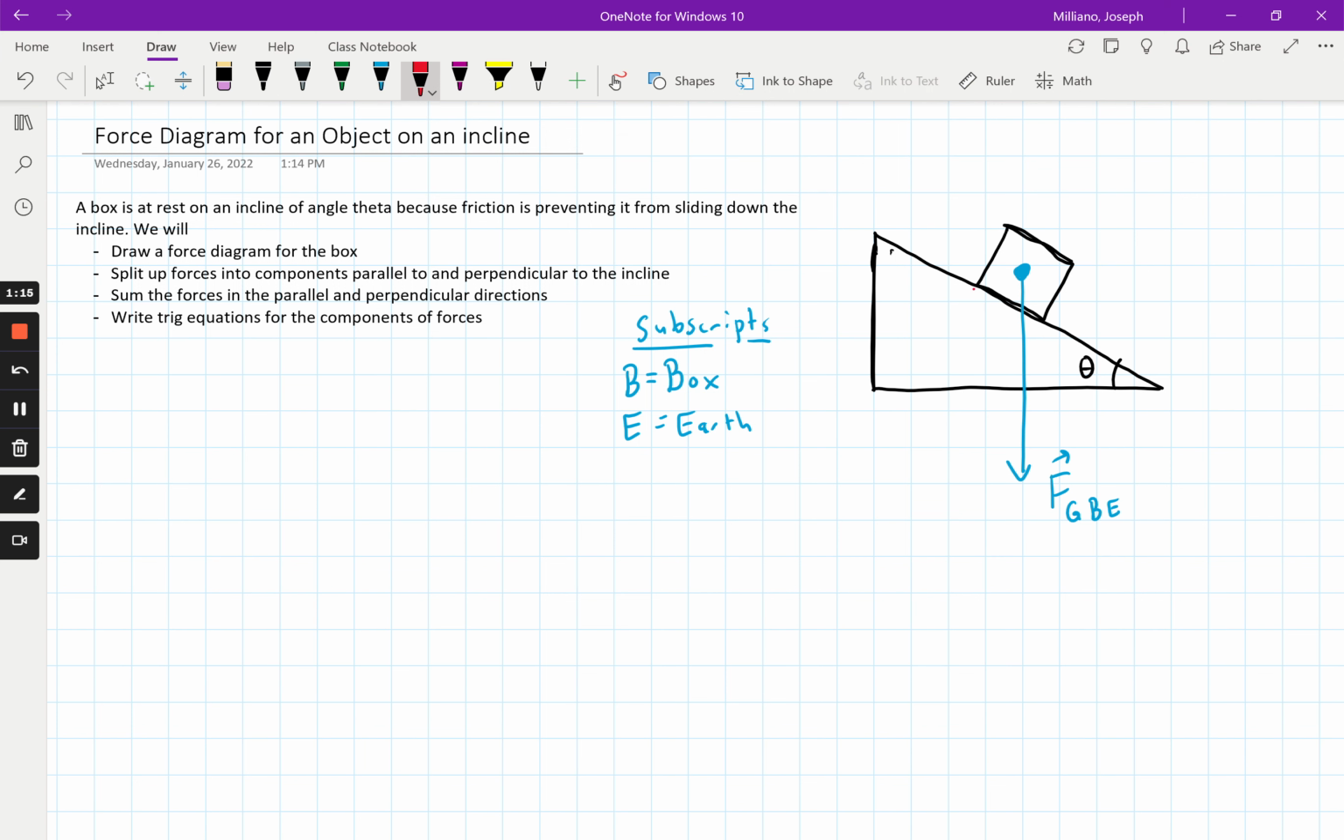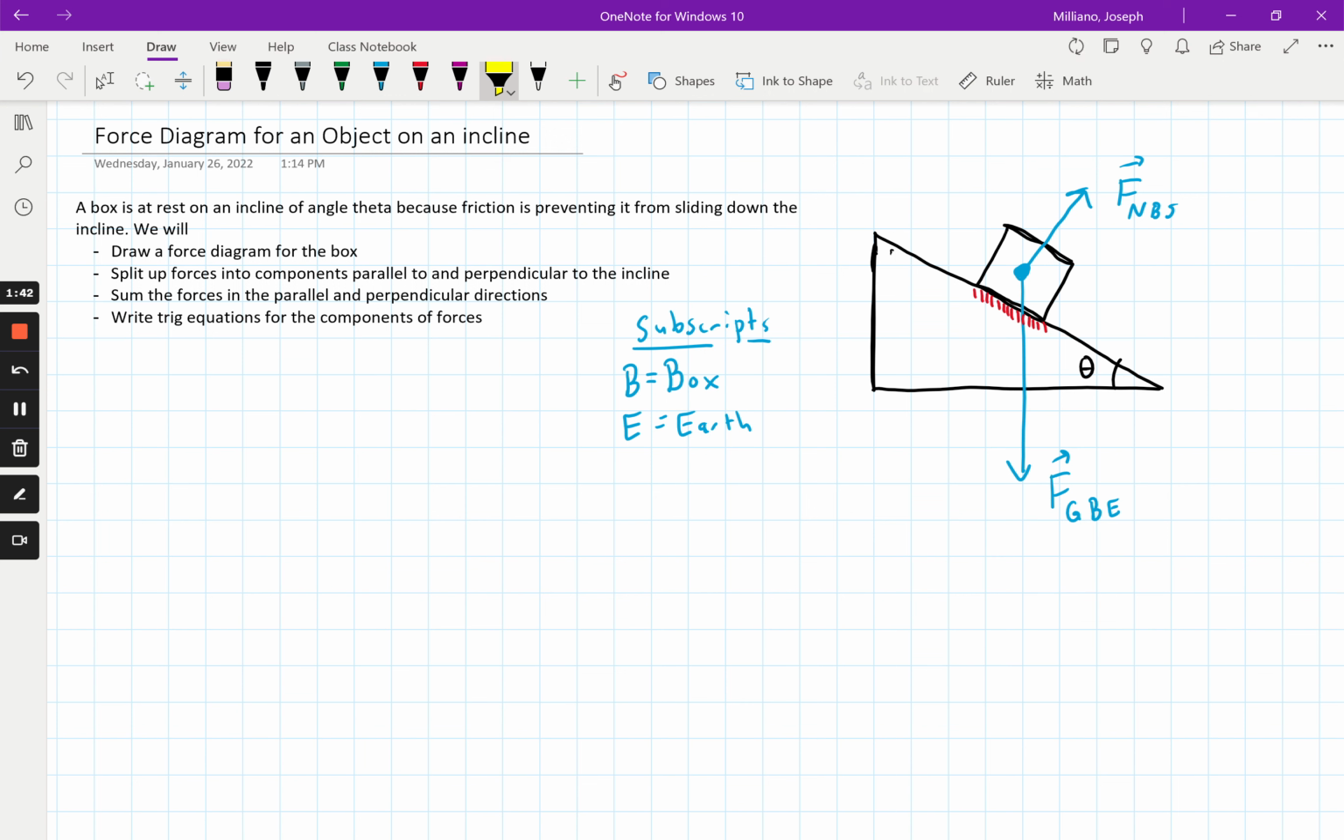Well, the box is sitting on this surface right here, and that surface is pushing into the box. And so we are going to have a normal force on that box by the surface. The word normal means perpendicular to, and so we're going to have a force from the surface that is perpendicular to the surface pushing on the box. And so we have this normal force here. It is on the box by the surface.